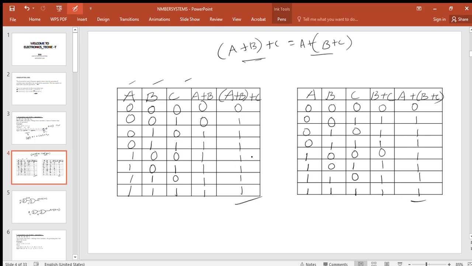If you have any doubts, you can comment. You can substitute these A, B, C values into these equations. So the final result will be equal. It means the associative law is applicable for the OR operation.